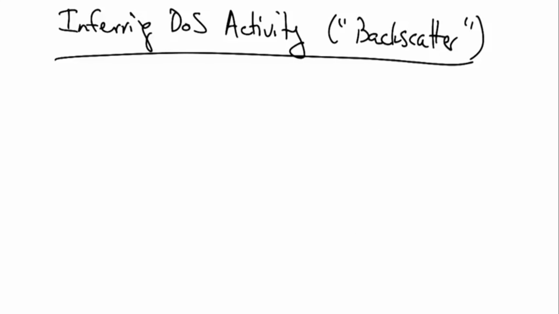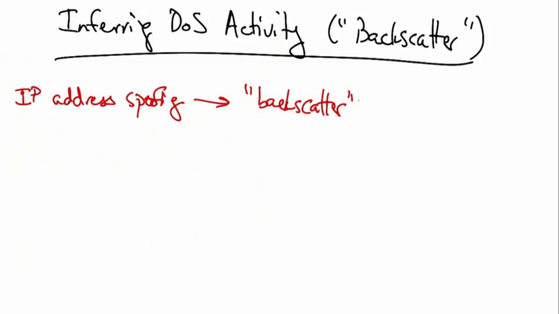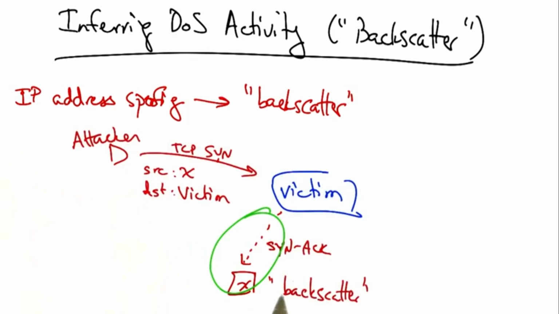Let's talk about how to infer denial of service activity using a technique called backscatter. The idea behind backscatter is that when an attacker spoofs a source IP address, say on a TCP SYN flood attack, the replies to that initial TCP SYN from the victim will go to the location of the source IP address. These replies to forged attack messages are called backscatter.